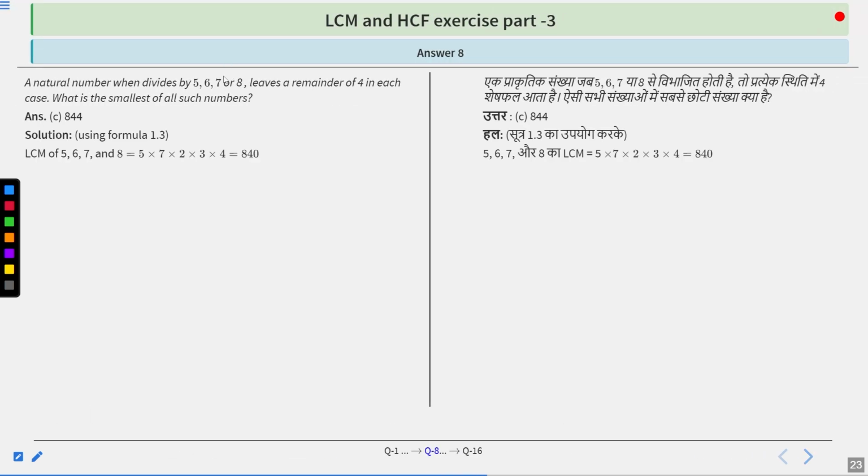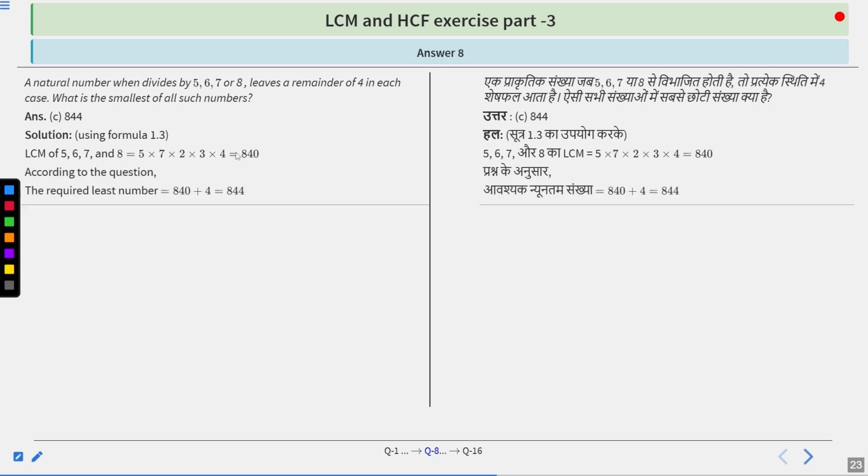Now, the LCM of 5, 6, 7, and 8 is going to be 840, and the remainder was 4 in each case. So, according to formula 1.3, the number should be LCM plus remainder. So, 840 plus 4, that is 844, is the correct answer. Option C.